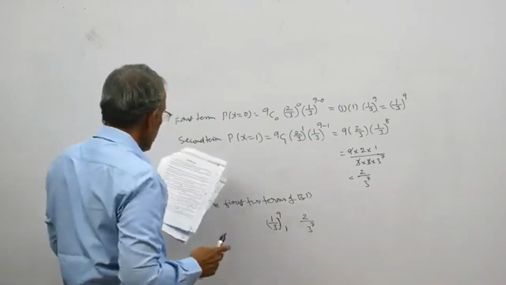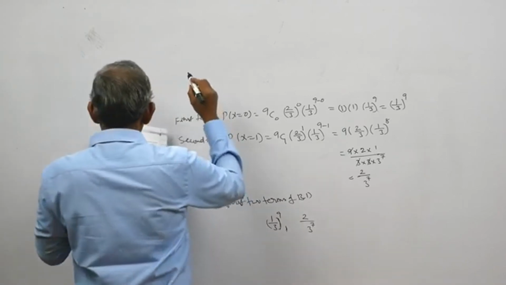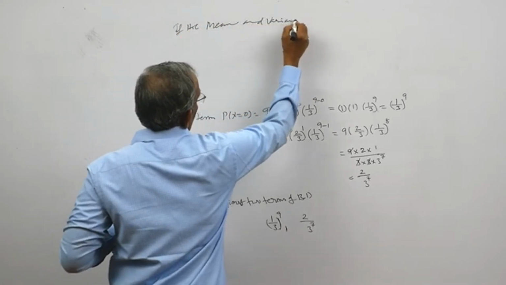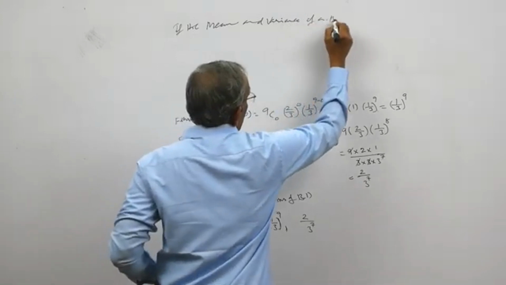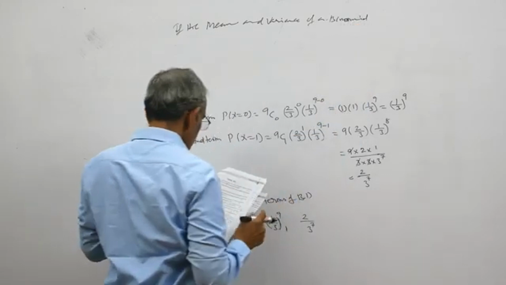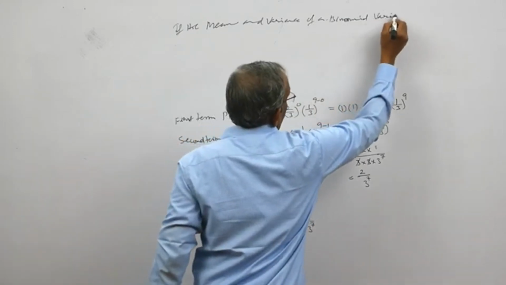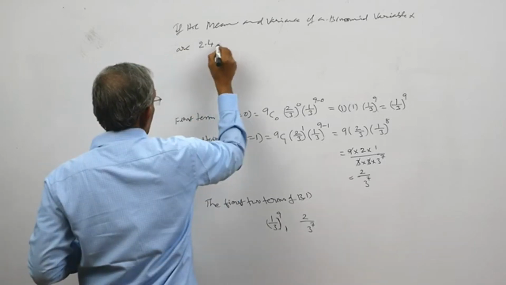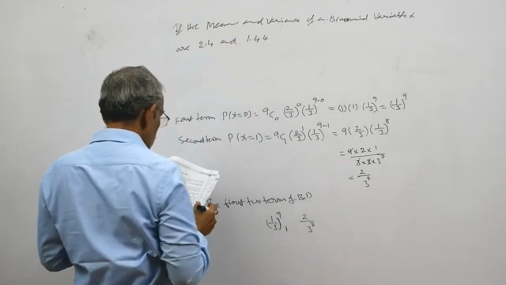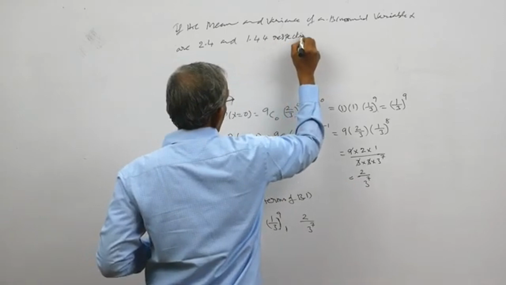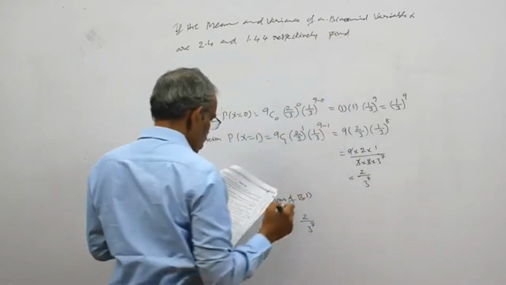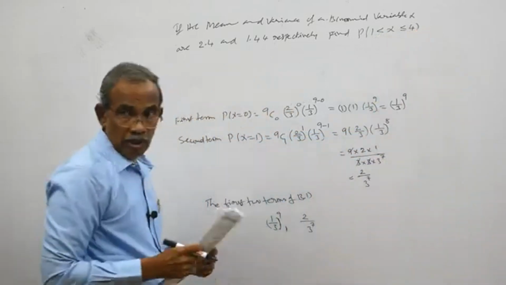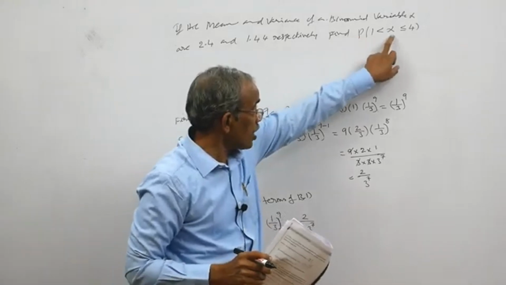Next problem: if the mean and variance of a binomial variable x are 2.4 and 1.44 respectively, find the probability of 1 less than x less than or equal to 4. Here we have to find the value of the probability of 1 less than x less than or equal to 4.